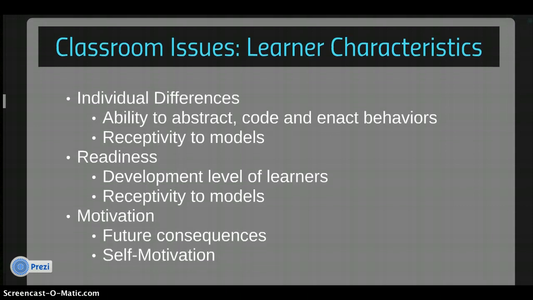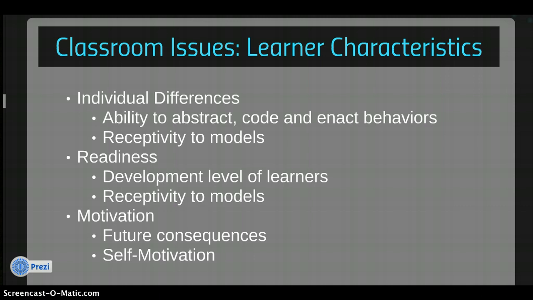The first of 4 classroom issues is learner characteristics. Learner characteristics encompasses individual differences, readiness, and motivation. Individual differences are the differing ability to abstract, code, remember, and enact behaviors that are seen. Furthermore, it refers to the difference in an individual's receptivity to presented models.